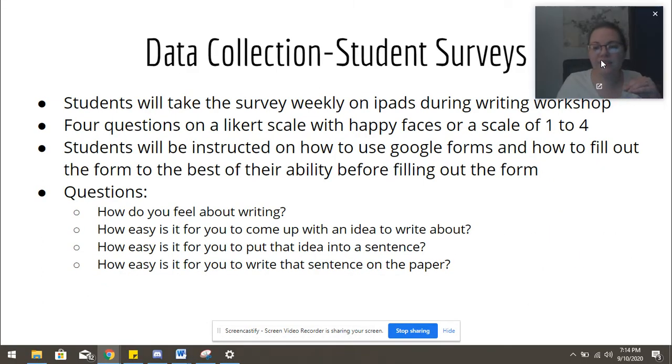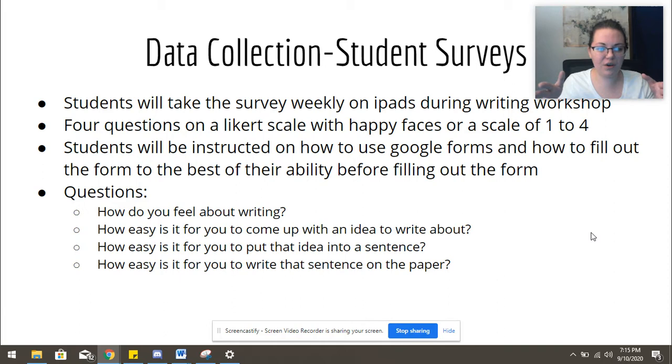All right, so when I did student surveys, the students took the survey weekly on iPads during writing workshop. There were only 4 questions, so it was super quick and easy on a Likert scale. The first question had some happy faces and some different types of faces to talk about how they were feeling about writing. And the other 3 questions were on a scale of 1 to 4, being very easy, easy, hard, very hard.